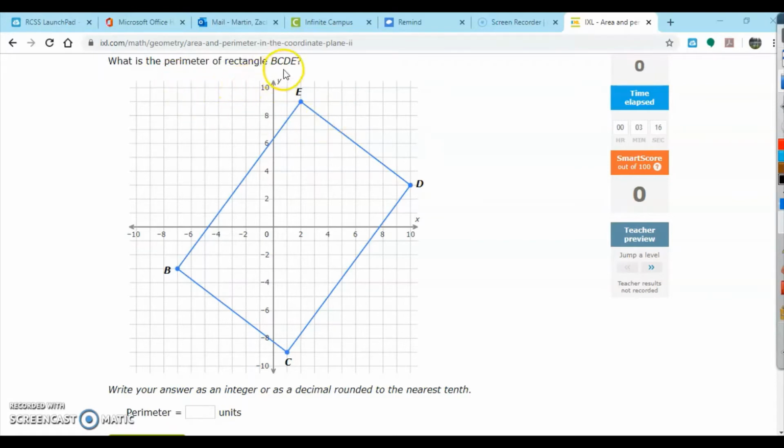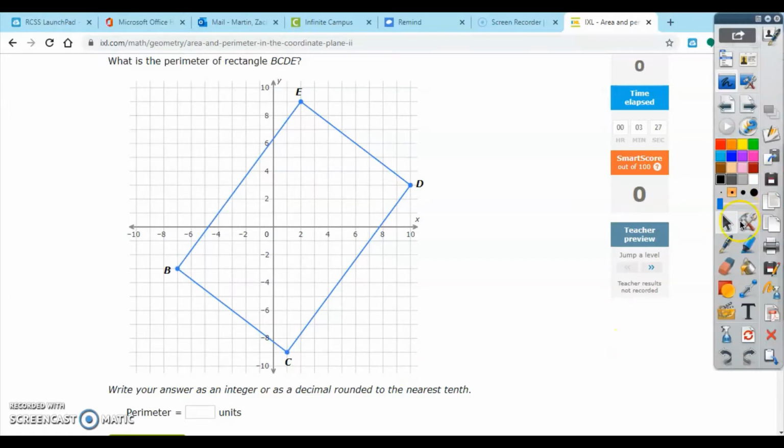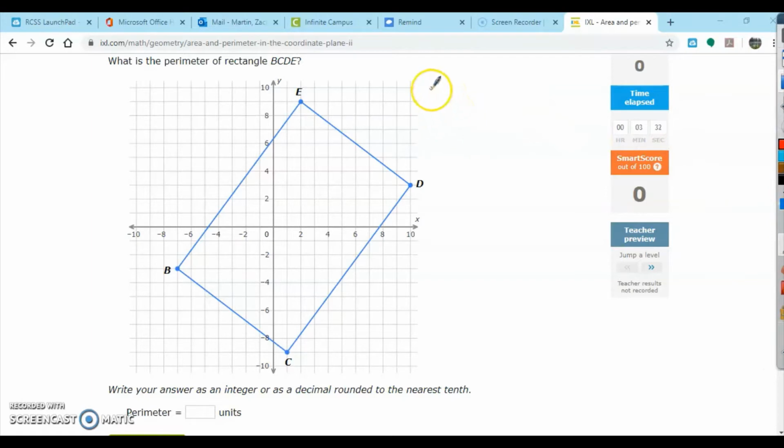What's the perimeter of rectangle BCDE? Write your answer as an integer or as a decimal rounded to the nearest tenth. Well, there's a couple ways you could approach this, and I'll outline those two ways again. You could approach this using the distance formula. Remember, our distance formula is the square root of x2 minus x1 squared plus y2 minus y1 squared. So that's our distance formula.